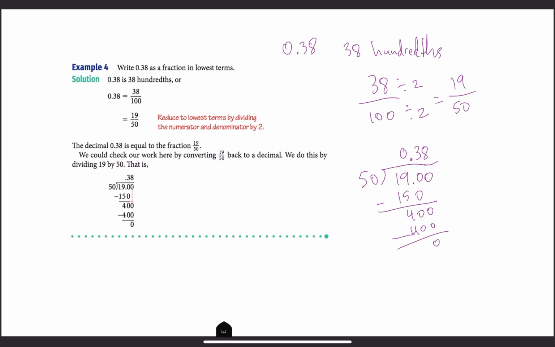So if you want to go from decimal to fraction, read it as its place value, turn it into that place value, and reduce as needed. And if you want to go from fraction to decimal, just go ahead and divide and add a decimal and zeros as needed.